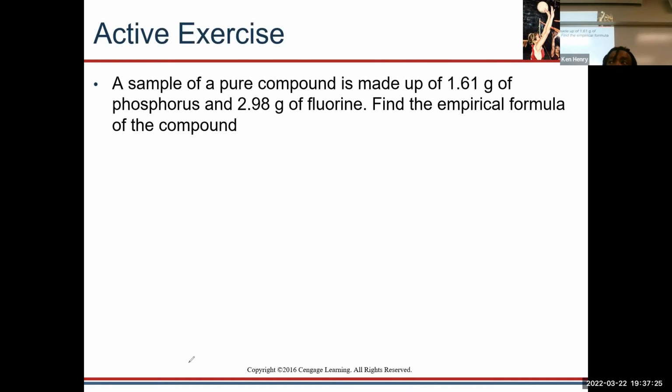A sample of pure compound is made up of 1.61 grams of phosphorus and 2.98 grams of fluoride. Find the empirical formula of the compound. Okay, so this is a mass. I need to get it to moles. How do I get it to moles?